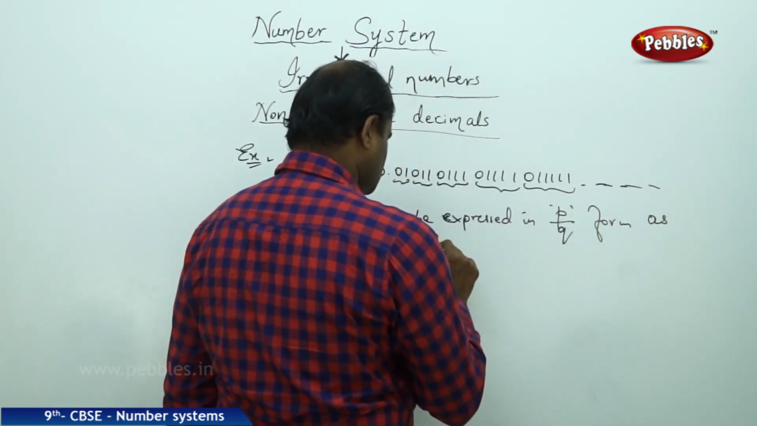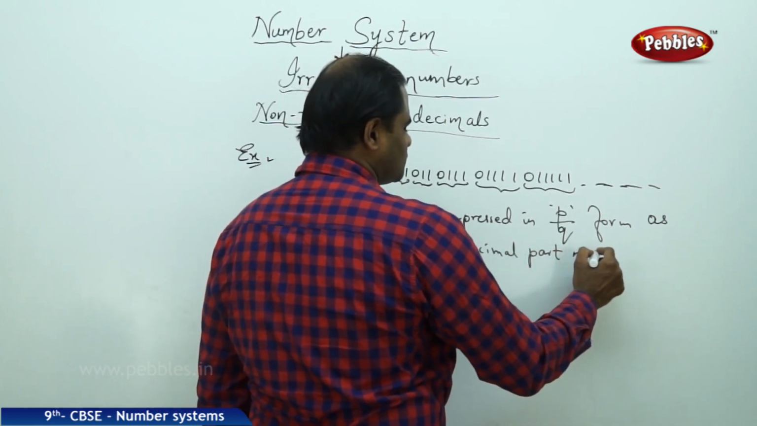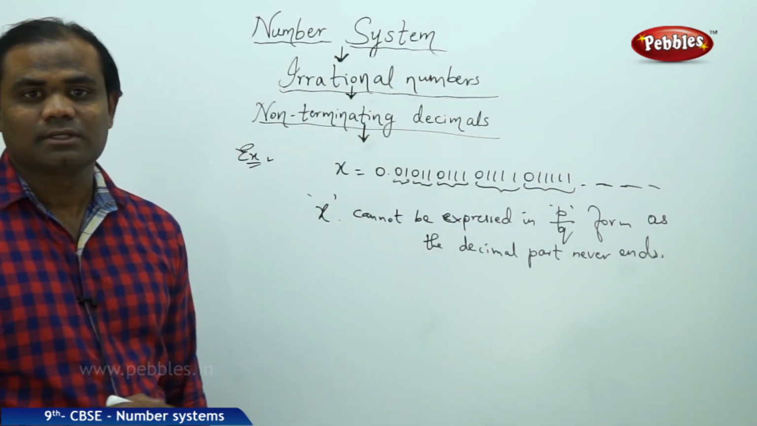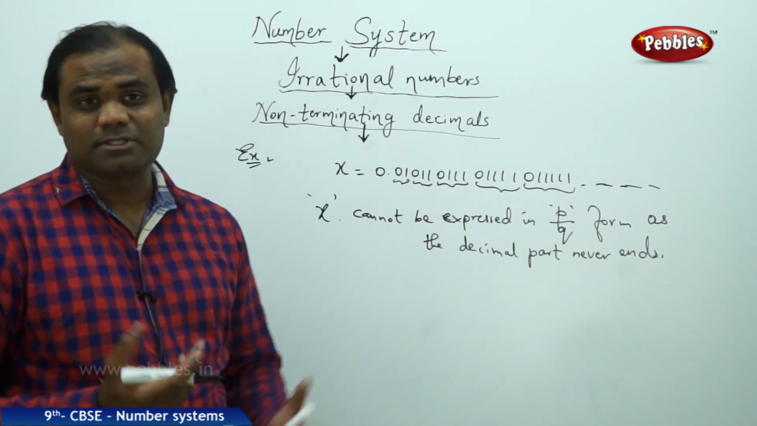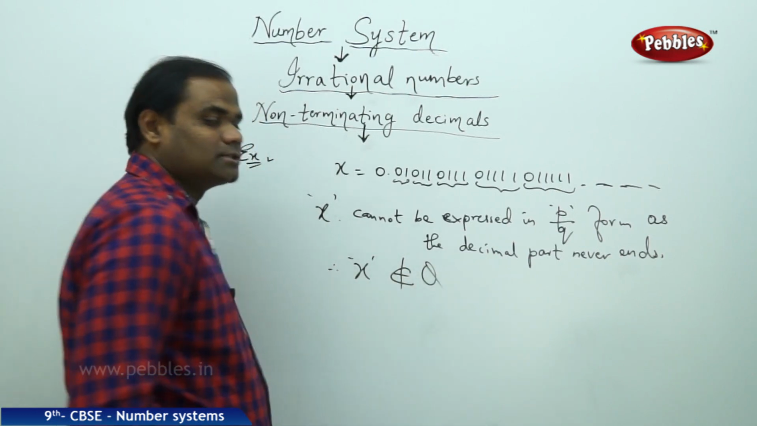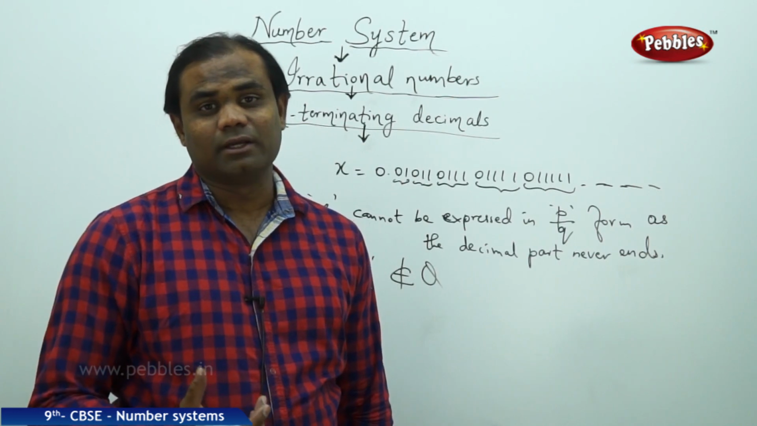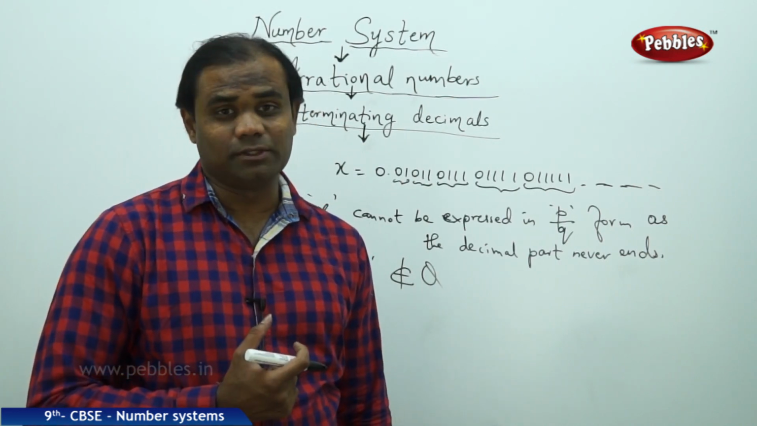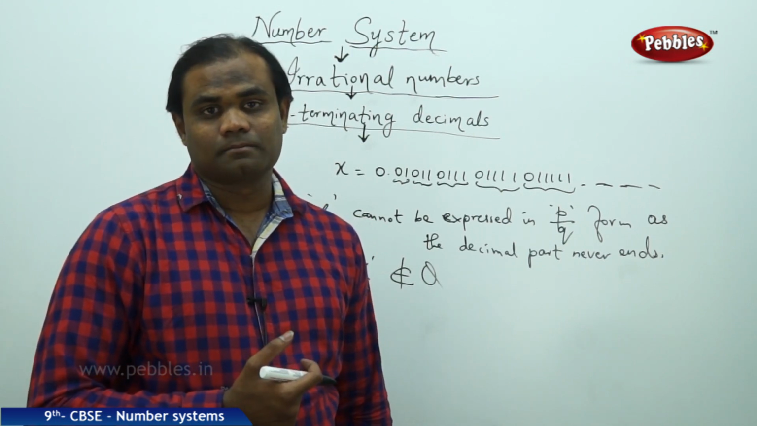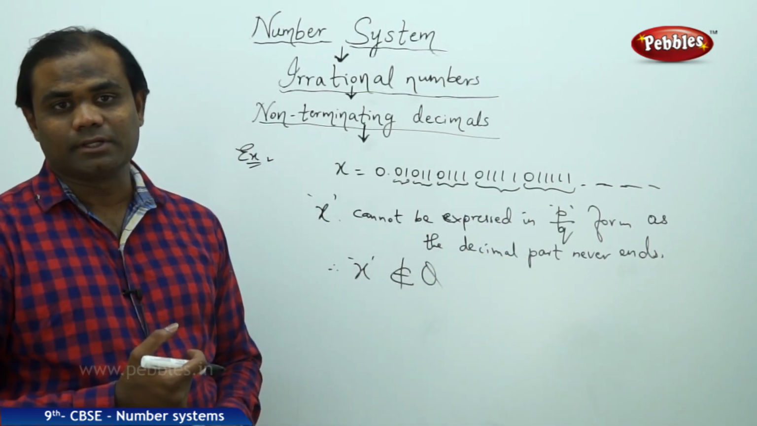As the decimal part never ends, and because it cannot be expressed in p by q form, x cannot be a rational number. In order that it should be a rational number, the first essential thing is that it should be expressed in the form p by q, with test 1 and test 2 being followed with that. But because it cannot be expressed in p by q form, x cannot be a rational number.